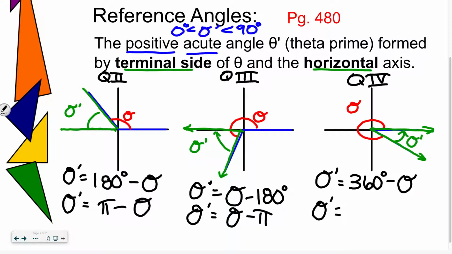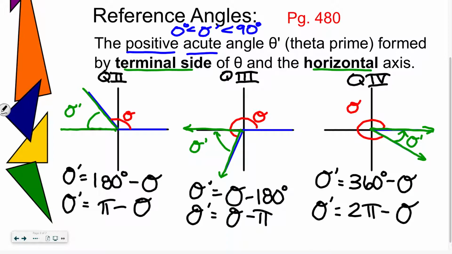And then if we had an angle in radians, which for 320 I don't know off the top of my head in radians, but well, let me see, 32 over 18 divided by 2 would be 16 over 9, 16 pi over 9. So instead of subtracting that from 360, we'd be subtracting it from 2 pi. So 2 pi minus theta.